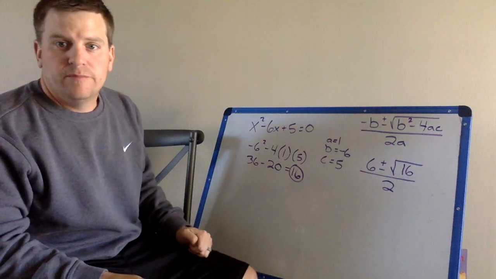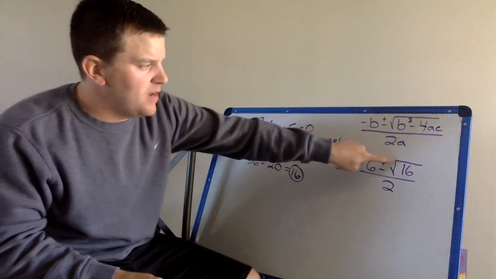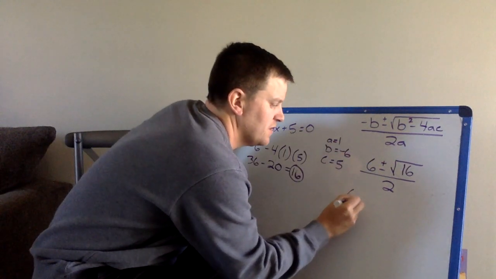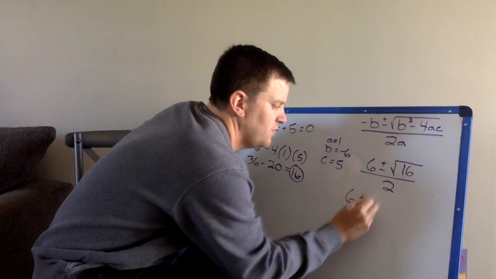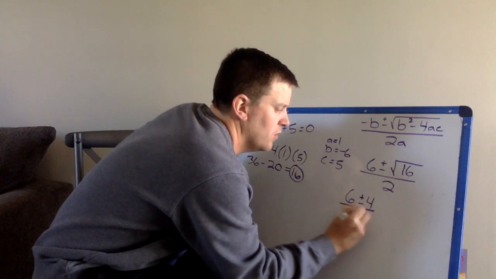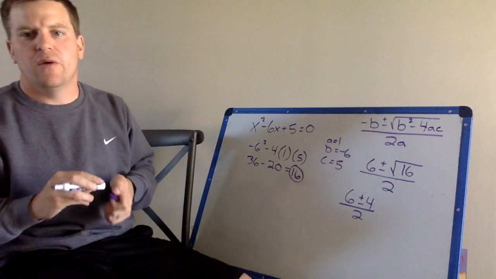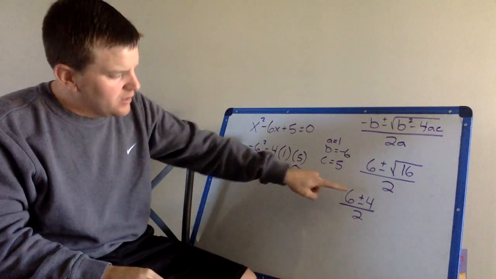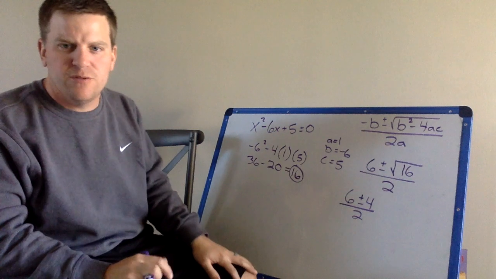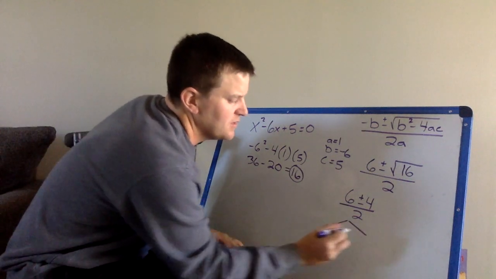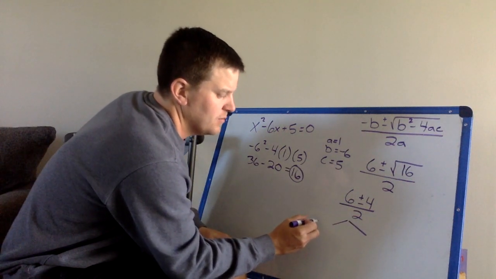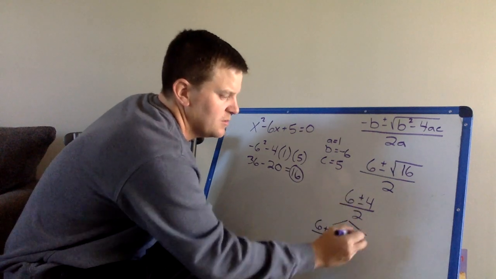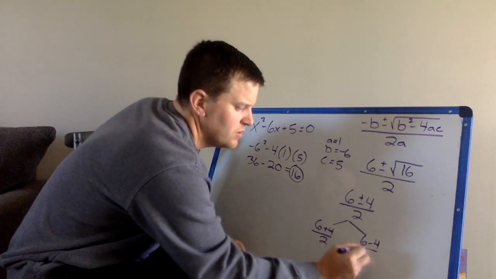Now we need to solve. Okay, so we have 6, plus and minus, we know the square root of 16. Okay, that's good, that's 4. So we have 6 plus and minus 4 over 2. Okay, and what we're going to do from here, remember how before we kind of split it into 2, because one was plus 4, one was minus 4? Let's do that again. Let's go ahead and split this off into 2 different problems here. We have 6 plus 4 over 2, and 6 minus 4 over 2.